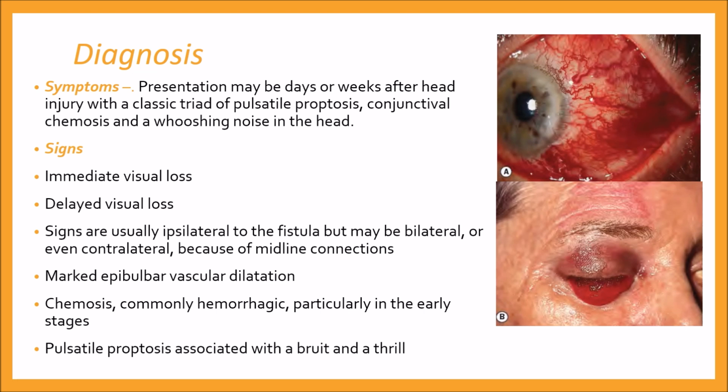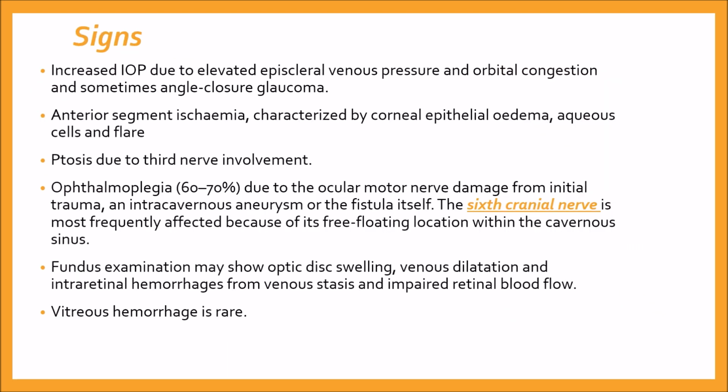Signs are usually ipsilateral to the fistula but may be bilateral between the two cavernous sinuses. Marked epibulbar vascular dilatation, as it is seen in the first picture, can occur. Chemosis, commonly hemorrhagic, particularly in the early stages, as it is seen in the picture below, can also be observed. Increased IOP due to elevated episcleral venous pressure and orbital congestion, and sometimes angle closure glaucoma can also be present. Anterior segment ischemia is characterized by corneal epithelial edema, aqueous cells and flare. In severe cases, iris atrophy, cataract and rubeosis iridis can occur.